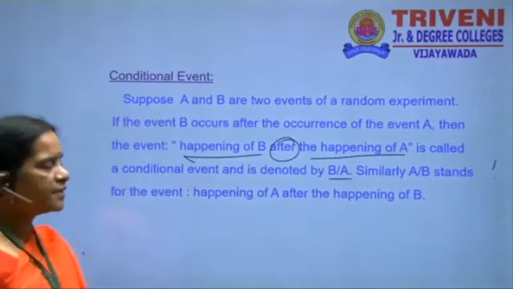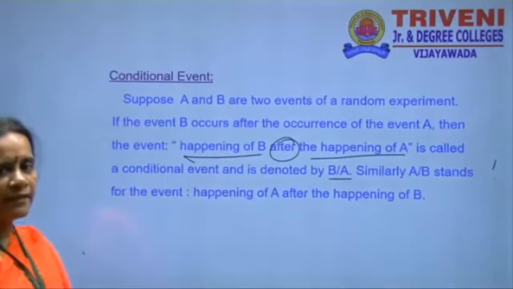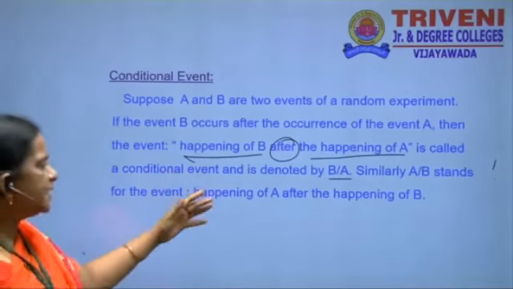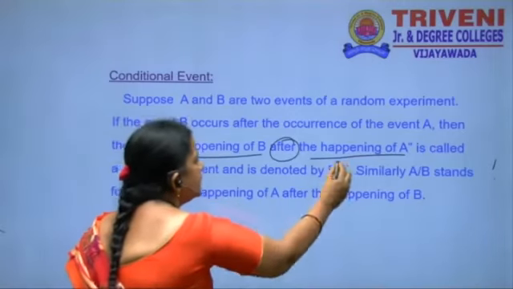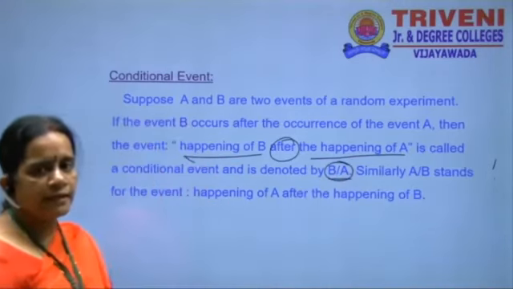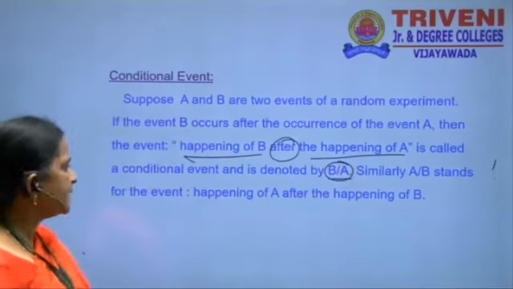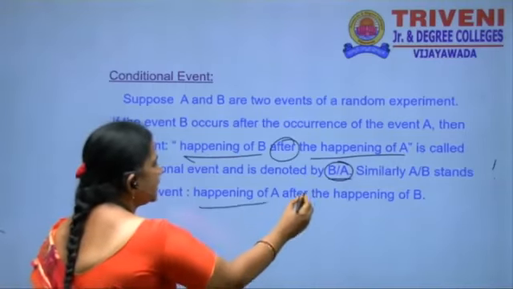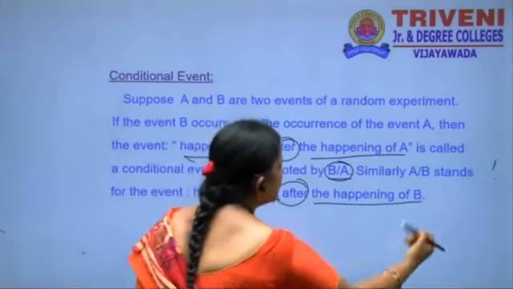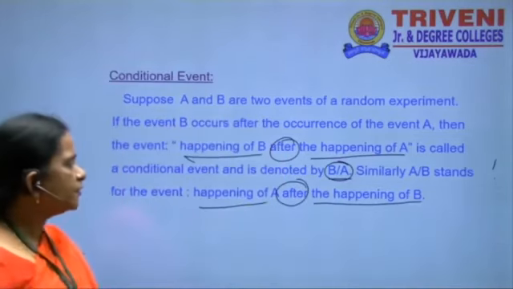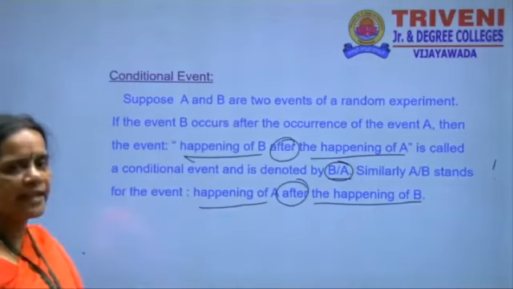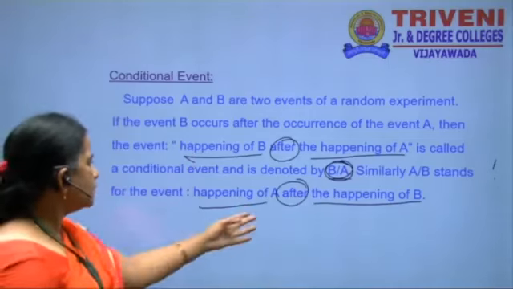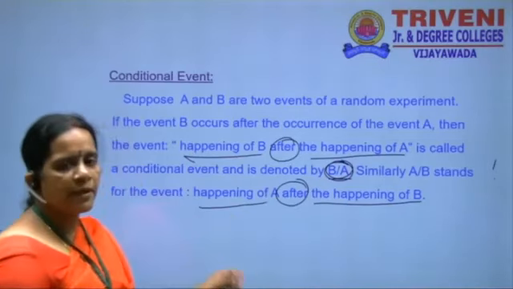That means first the event is A, then the happening of B. Here it is denoted by B of A. Similarly, A by B stands for the event of happening of A after the happening of B. First we do the event A and then B, it is called B by A. First we do the event B, it is called A by B.